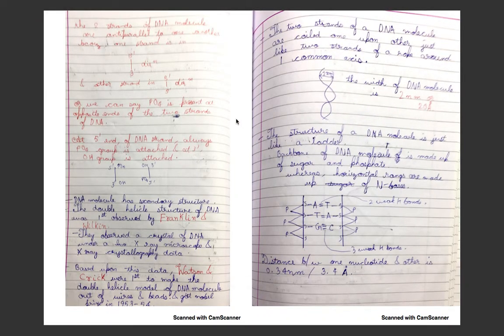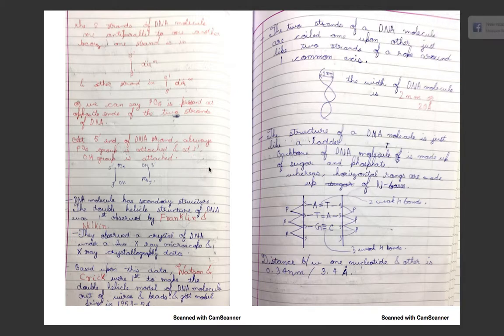We can say that PO4 is present at the opposite ends of the two strands of the DNA. At the 5 end of the DNA strand, always a PO4 group is attached, and at the 3 end an OH group is attached. Now, as here is 5, then here is 3. These two strands are antiparallel: 5 to 3 direction, then here 3 to 5 direction. PO4 at the top, here OH at the top, OH at the bottom, PO4 at the bottom. DNA molecule has a secondary structure.